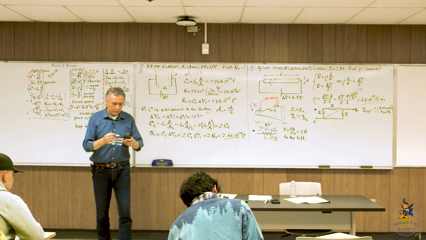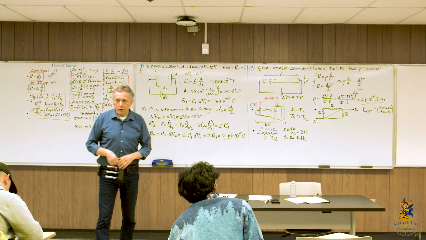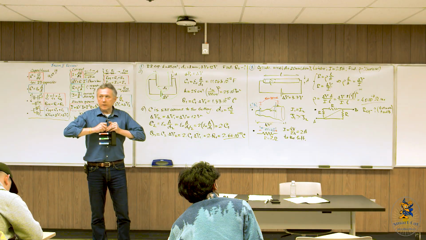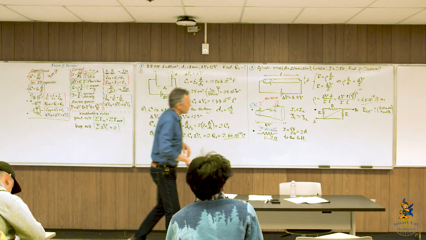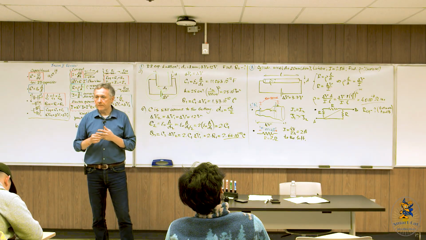A few times in the past, I gave a question very similar to this. So what will be the equivalent resistance between points A and B of this configuration of resistors?